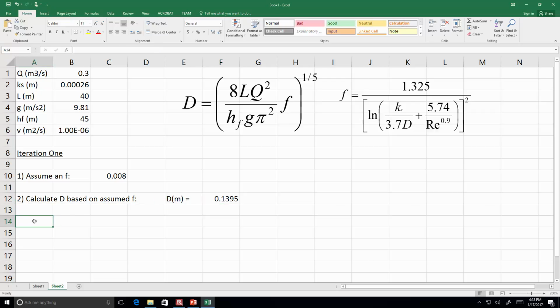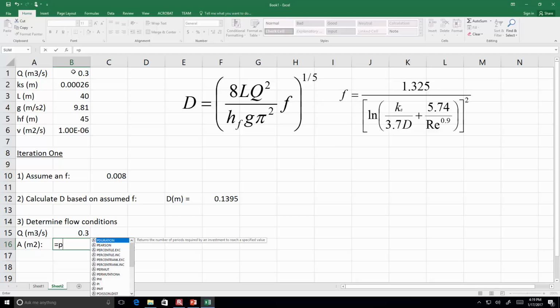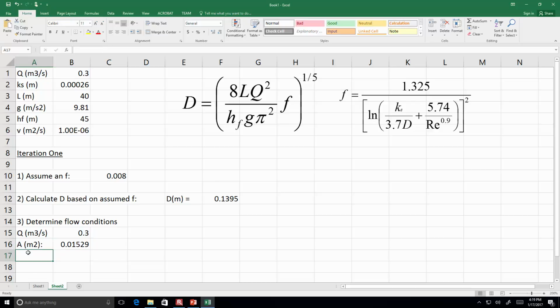So now with that value of F, let's determine the flow conditions. The Q value is in cubic meters per second, and that's already known from the problem statement, the same value as before. But now I also want to know the cross-sectional area for the diameter I just calculated. The cross-sectional area is going to be pi times d squared divided by 4. Okay, so I've got some cross-sectional area. And the velocity, in meters per second, is Q divided by A.